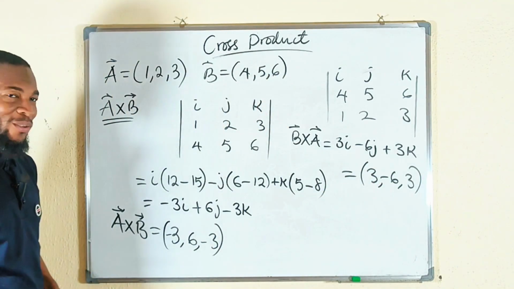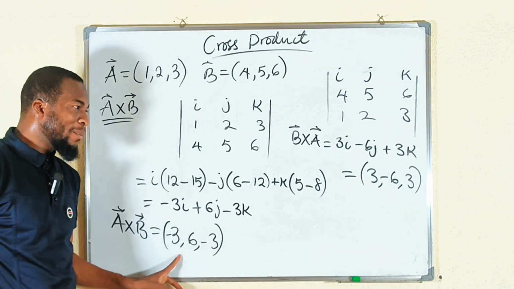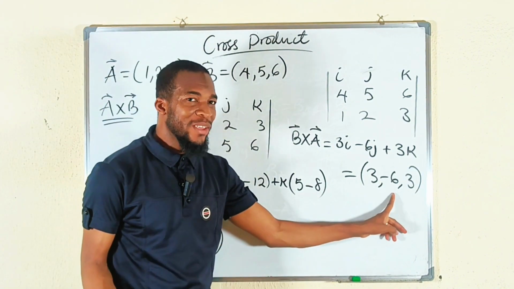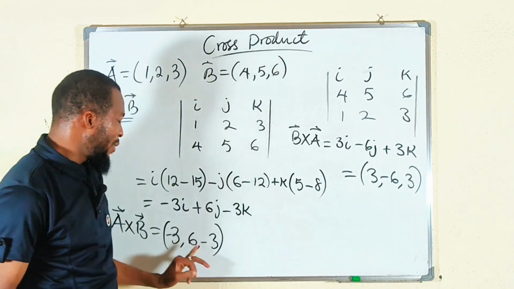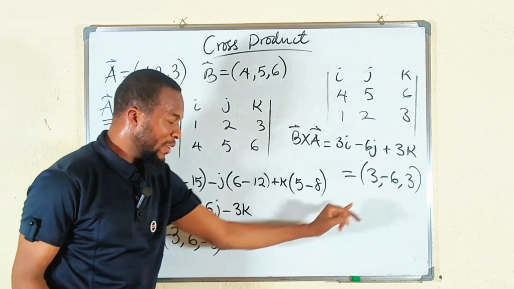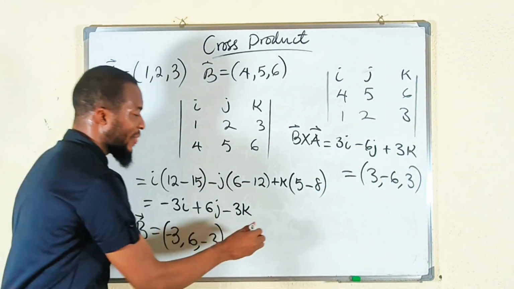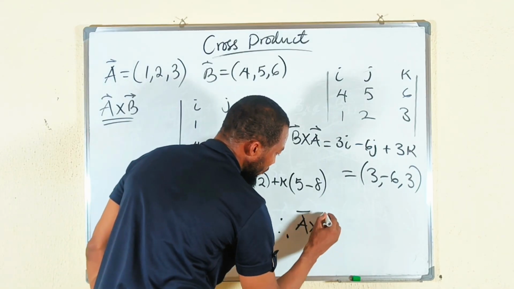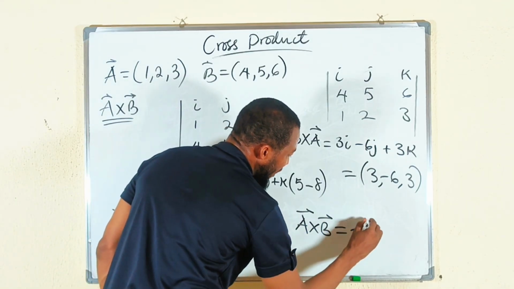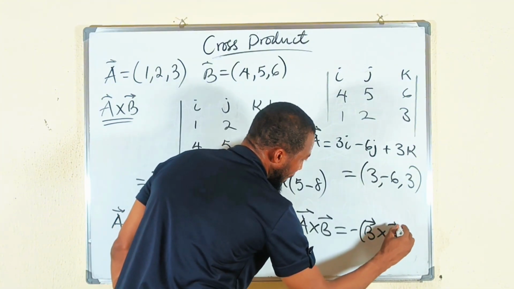Where is the previous one? Can you see that? Once you negate this one, you multiply this by minus, it will surely give you this, because this times -1 will be -3. -6 times -1 will be +6. 3 times -1 will be -6. Therefore, A cross B is equal to -B cross A.